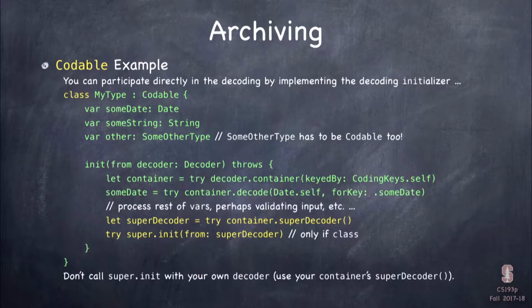It's not that hard. One thing is when you're decoding a class, you have to be careful to call super init. Because you're decoding, you have to implement init, so you've got to call super init. But don't call super init with the same decoder that was sent to you. The decoder that was sent to you is for decoding your vars. You want to send the thing from the container called super decoder. That's the decoder of your superclass's vars.